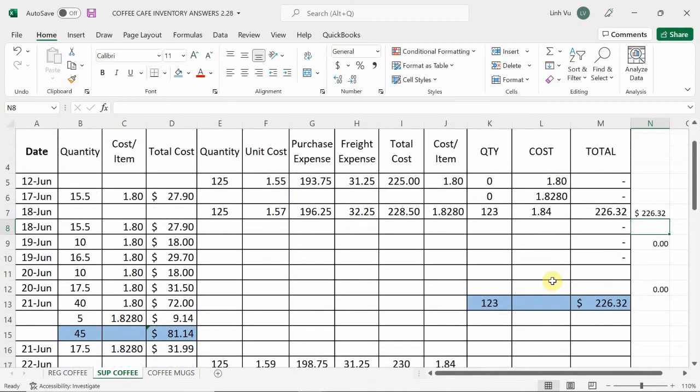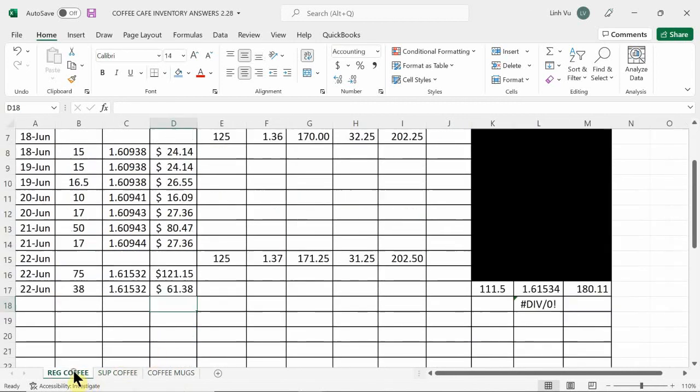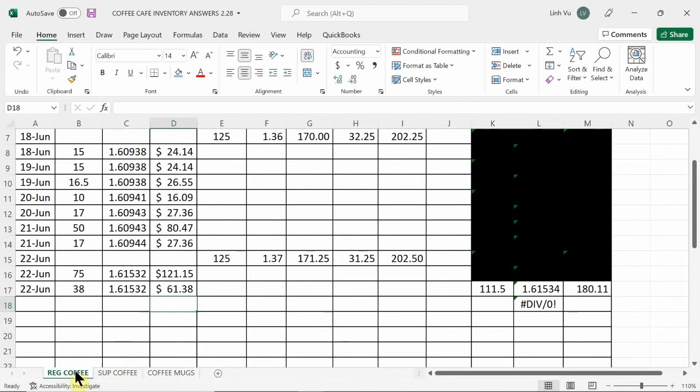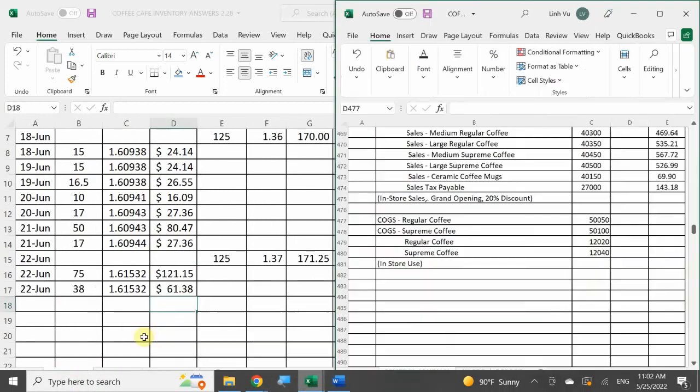So in this case, what I have left in my Supreme coffee should be $226.32, and I used up a total of $63.09. So $63.09 for Supreme and $61.38 for regular.